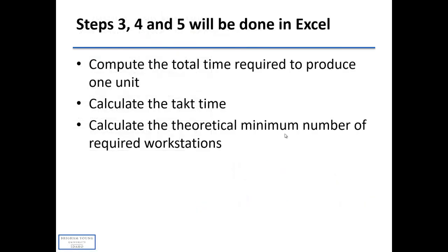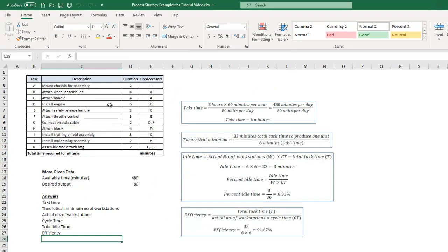We're going to move on to steps 3, 4, and 5, which will be done in Excel. We must compute the total time required to produce one unit, calculate the takt time, and then calculate the theoretical minimum number of required workstations. So for this, like I said, we will jump over to Excel. And here we have our data, the same data from the Lenny's lawnmower example in the textbook.